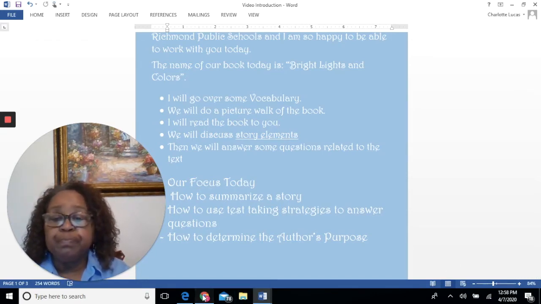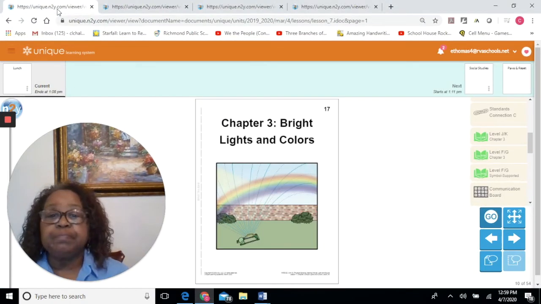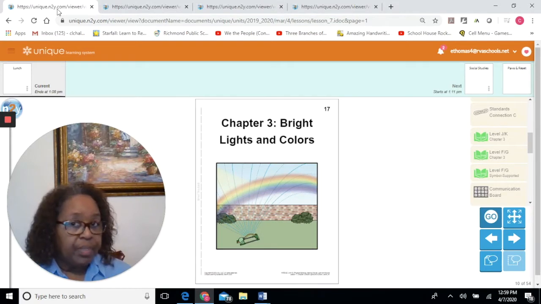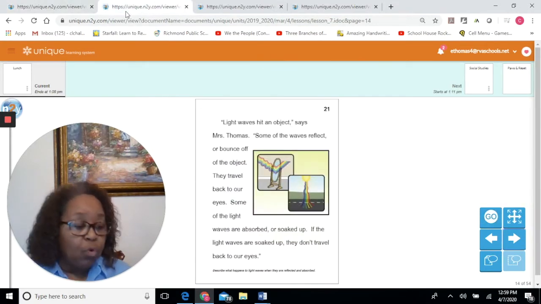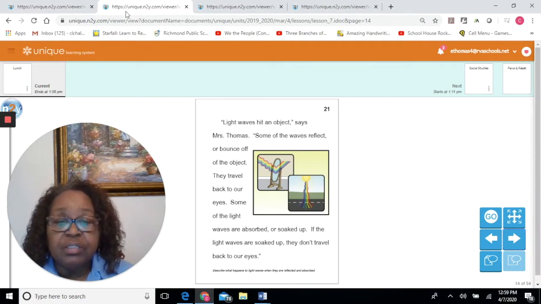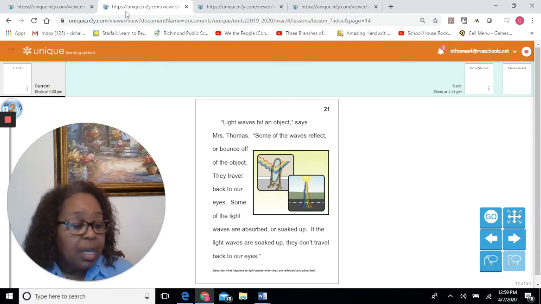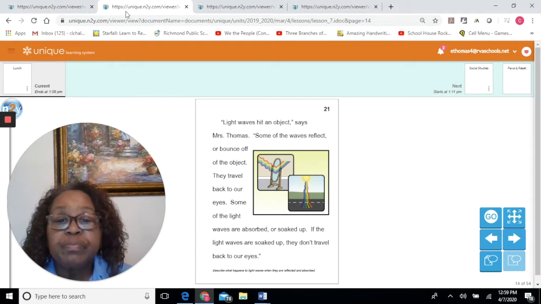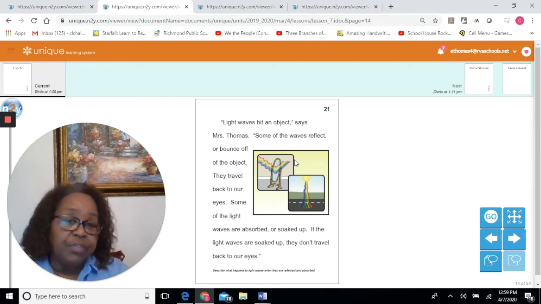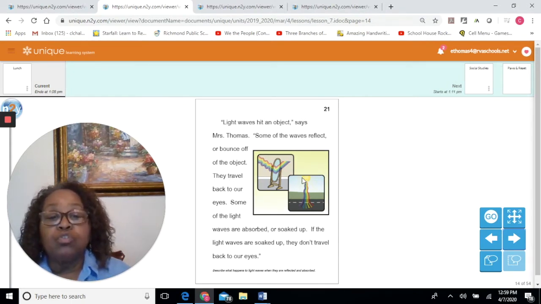Let's get started. The name of our book is Bright Lights and Color. Some of the vocabulary I'd like to go over with you before we get started is reflect and absorb. Some of the waves reflect or bounce off an object. If you look at the picture of the mirror, you see light waves bouncing off the mirror. They travel back to your eyes. Some of the light waves are absorbed. If you look at the sun, the light waves are being absorbed into the black street.